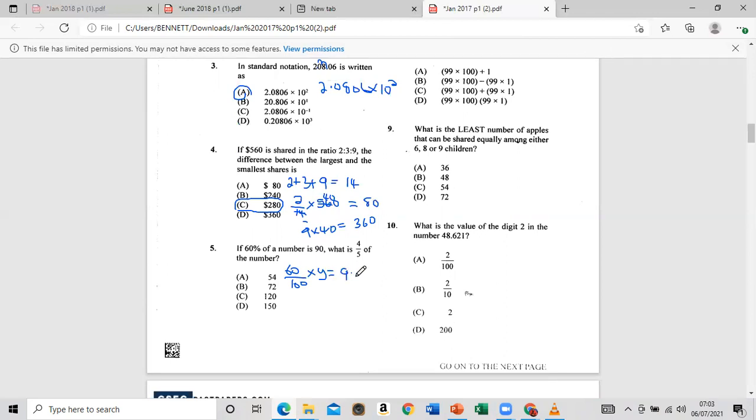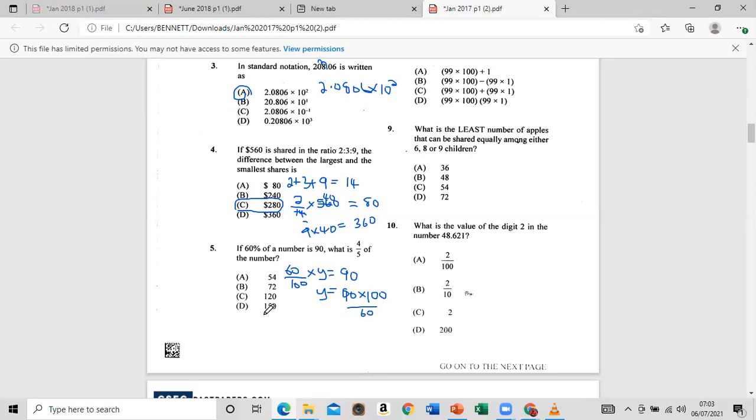So now we're going to transpose: what's being multiplied is going to be divided, and what's being divided is going to be multiplied. So it's 90 times 100, and then we divide by 6. So that's 9,000 divided by 6. That's 1,500 divided by 10, so 150. All right, so we know that the number is 150.